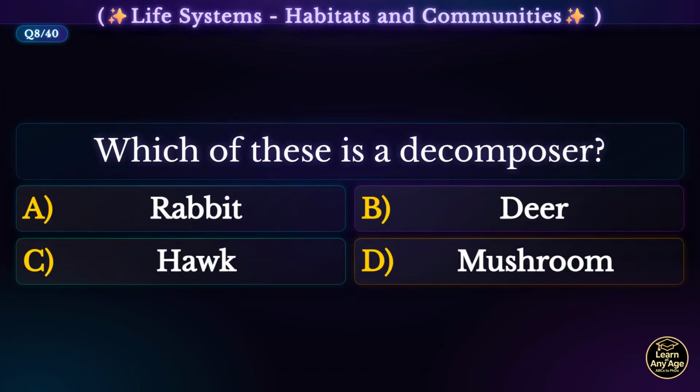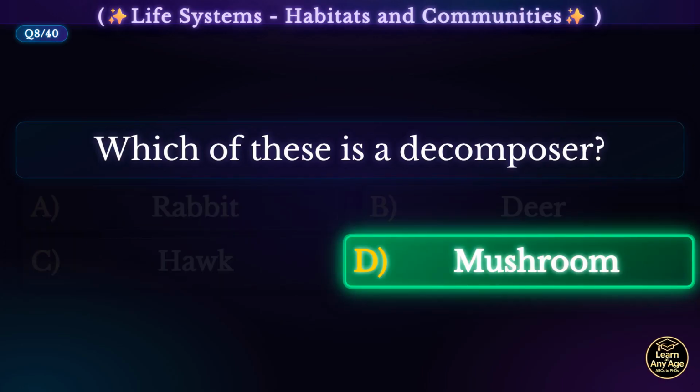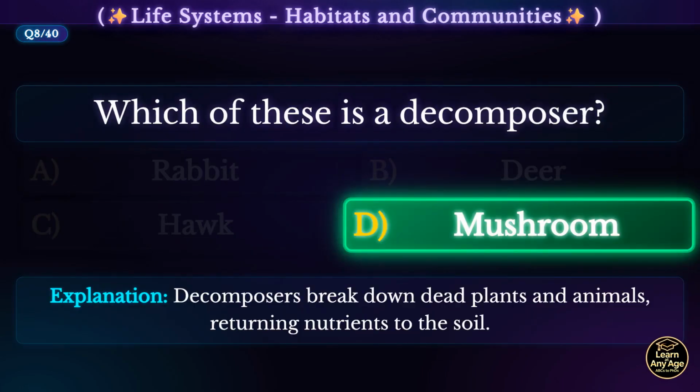Which of these is a decomposer? Rabbit, deer, hawk, mushroom. Mushroom. Decomposers break down dead plants and animals, returning nutrients to the soil.